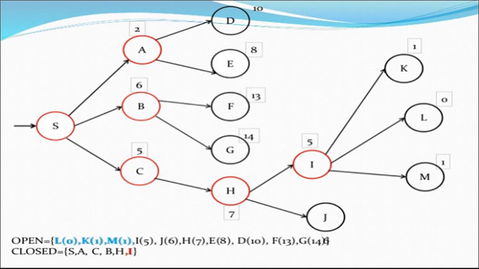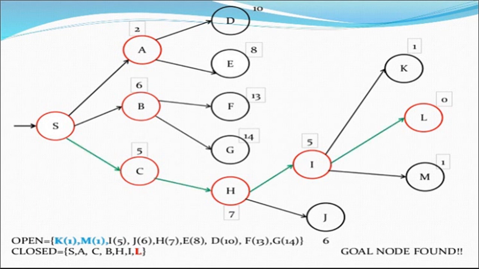Now what is the best choice? L. So L will go to the closed list. Now what is the best choice? Actually K, but let us see with L. What has happened when L has come to the closed list? We understand that it is the goal node. So we need to stop over here, returning success, that I found the node.